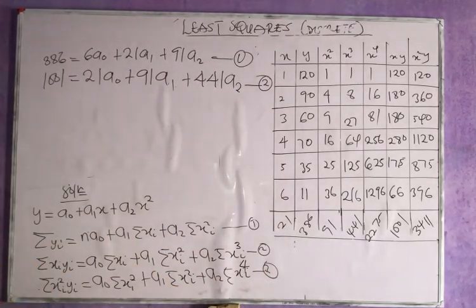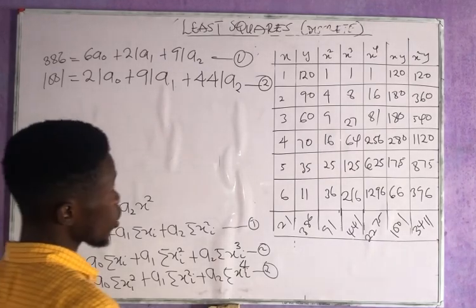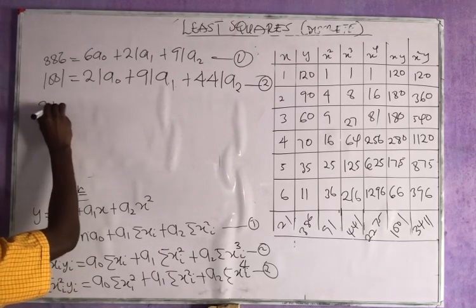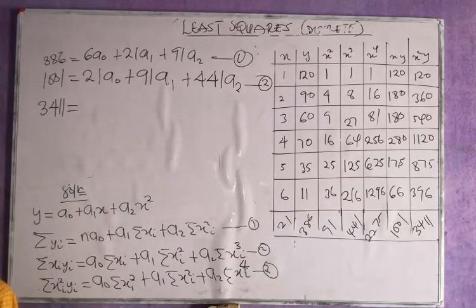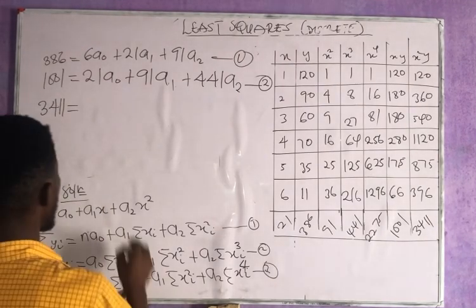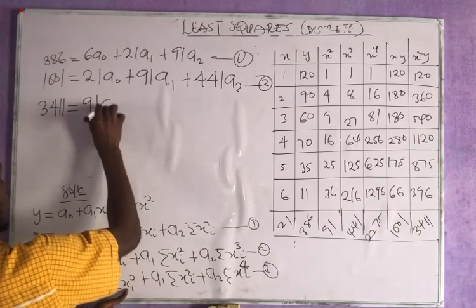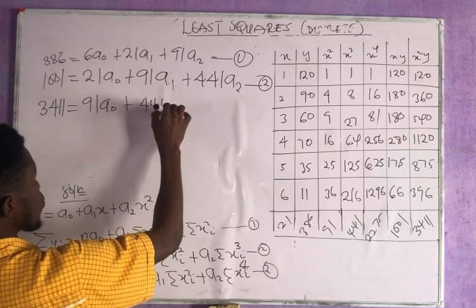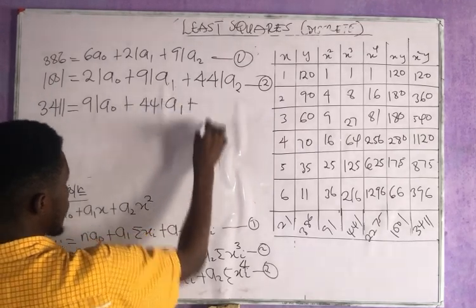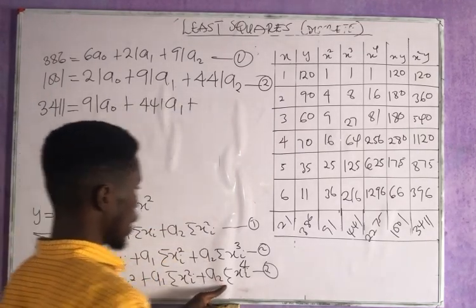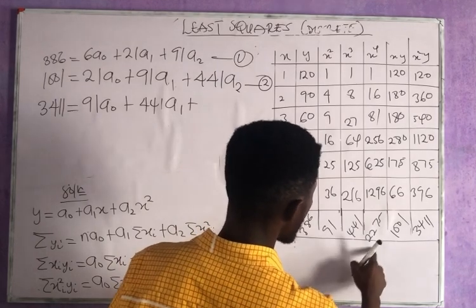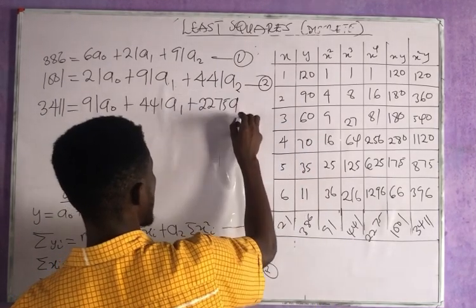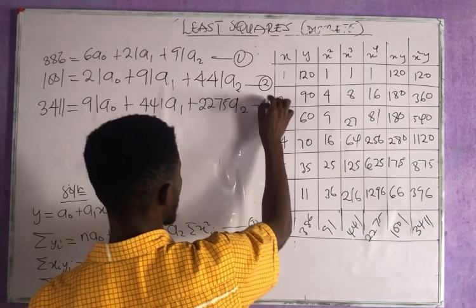Then we also move on to the last one. X squared y is 3411. 3411 equals 91 a naught plus 441 a1 plus x to the power 4, we have 2275 a2, equation number 3.